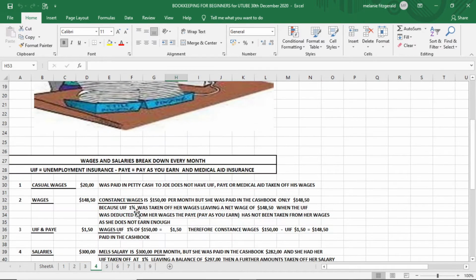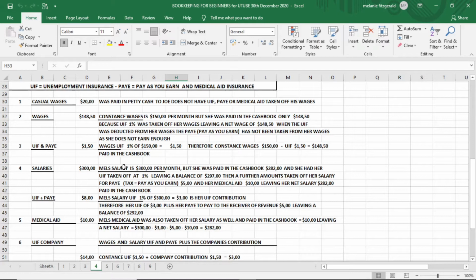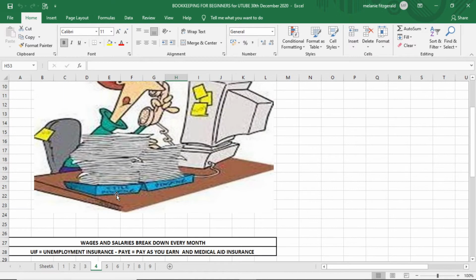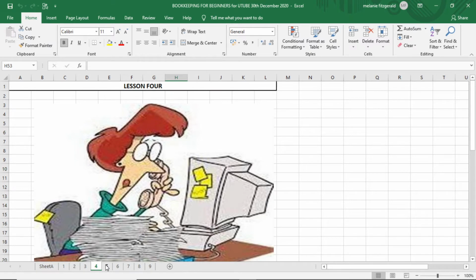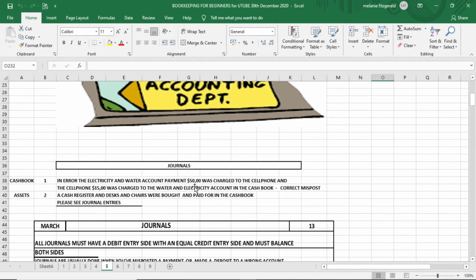Remember in lesson 4, we explained to you how we got those wages. You remember Constance's wages, Mel's salary, and how we worked out the pay as you earn and the medical aid. Please go watch this lesson because we're going to use those expenses. We're going to account for them because we're going to do a trial balance in this lesson. So it's very, very important you go watch this. All right, so let's get started.